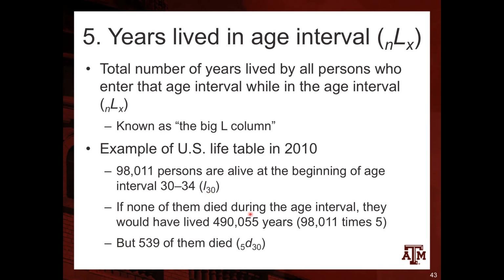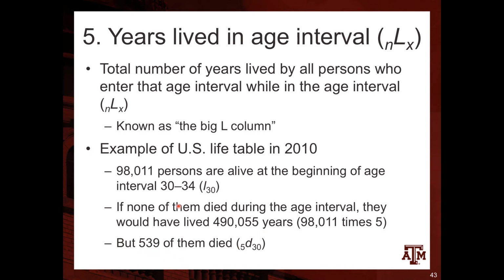If none of them died during the age interval, they would have lived a total of 490,055 years. Because if nobody died between the ages of 30 to 34, and we know that 98,011 people were alive by age 30 and nobody died, we would still have the same amount of people by age 34. So we would have a total number of years lived by these people equal to this number times 5, which is exactly 490,055 years.